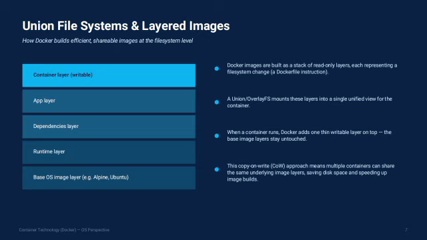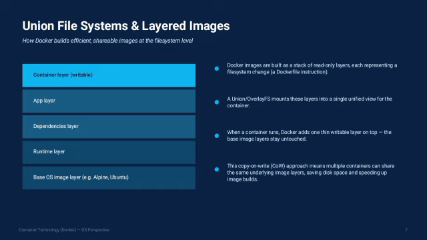Union file system and layered images. Now let's look at how Docker stores images efficiently using a union file system. A Docker image is built as a stack of read-only layers.